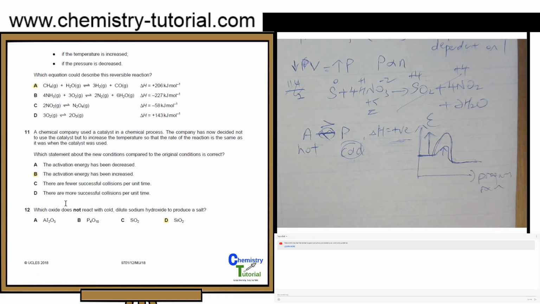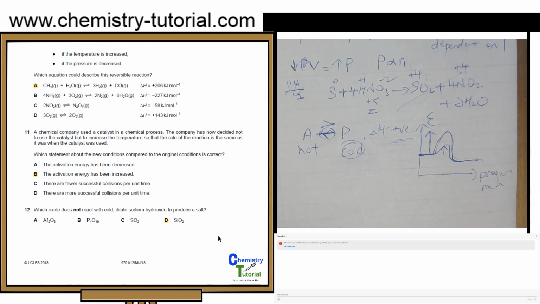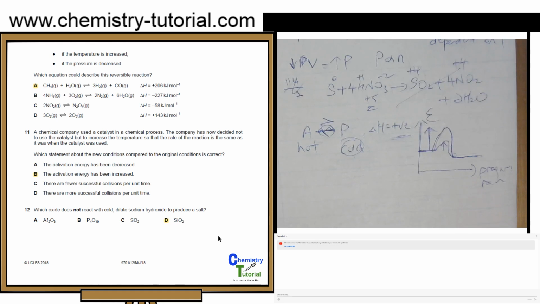For question 12, which oxide does not react with cold dilute sodium hydroxide to produce a salt? Option A is aluminium oxide, so it's an amphoteric oxide, and we know that amphoteric oxide can react with both acid and base, in this case sodium hydroxide. For option B, P4O10 is an acidic oxide because it's a non-metal oxide, so an acidic oxide will react with a base. For C, sulfur dioxide, SO2 is an acidic oxide, so it will also react with a base.